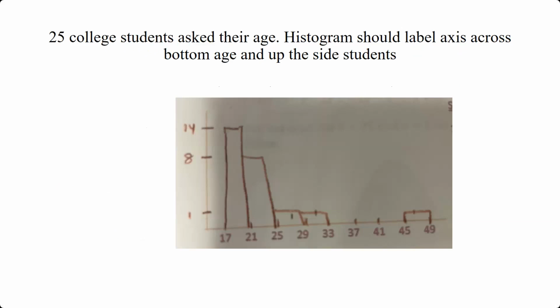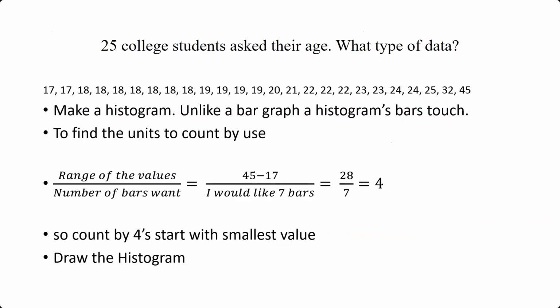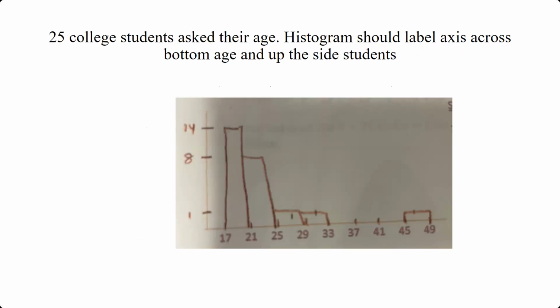Now 21 is in the next bar. So anything from 21 up to, but not including 25. Here's the 25, we don't include it. We start with 21. 1, 2, 3, 4, 5, 6, 7, 8. There's 8 values from 21 up to, but not including the 25. So 21 up to 25 is 8.